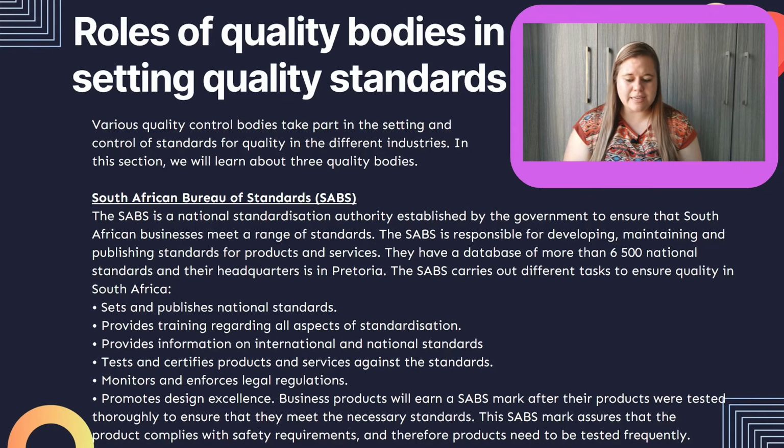So SABS, South African Bureau of Standards. SABS is a national standardization authority established by the government to ensure that South African businesses meet a range of standards. The SABS is responsible for developing, maintaining, and publishing standards for products and services. They have a database of more than 6,500 national standards, and their headquarters is in Pretoria.